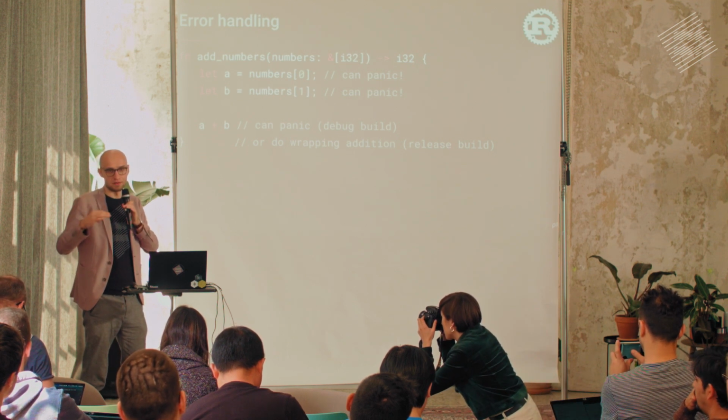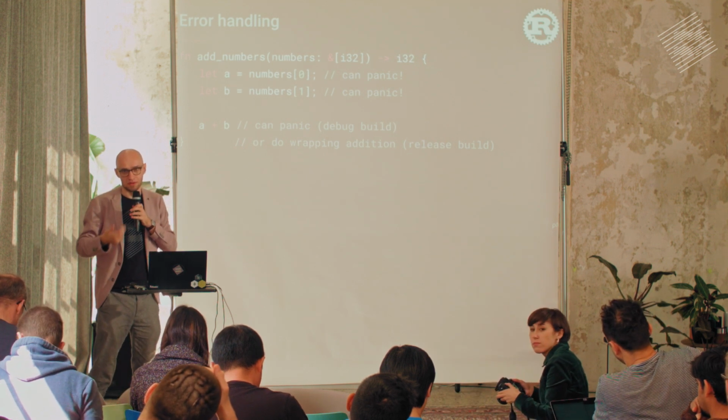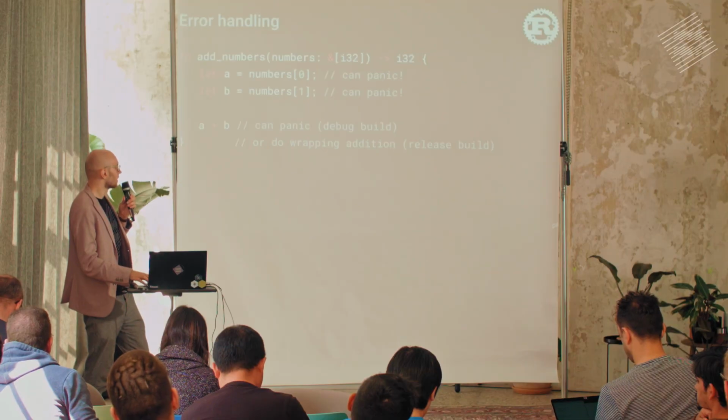If the numbers are too large, so if the result of the addition would be larger than the maximum possible number in 32 bits, then this will panic in debug mode. Or if you compile to release mode, which has optimizations on, then it will do a wrapping addition, which may or may not be what you want to do.